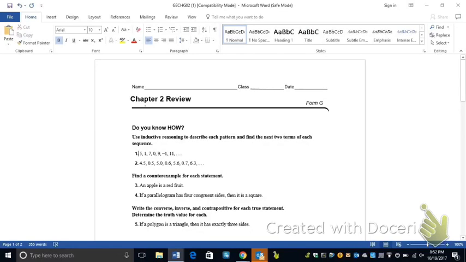Once you're finished with this, next week we're going to start on Chapter 3, and that is parallel, perpendicular lines, stuff like that. Still proofs involved, unfortunately, but not as many as Chapter 2.